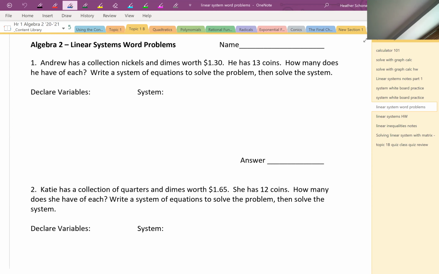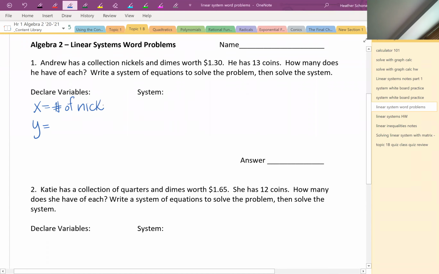So in this first one, Andrew has a collection of nickels and dimes worth $1.30. He has 13 coins. How many does he have of each? So we're going to write a system. Well, the first thing we're going to do is declare our variables. And each system has two equations and two variables. So in this problem, they're talking about two things. One thing is the number of nickels. The other thing is the number of dimes. You're going to use those two variables to write your equation.